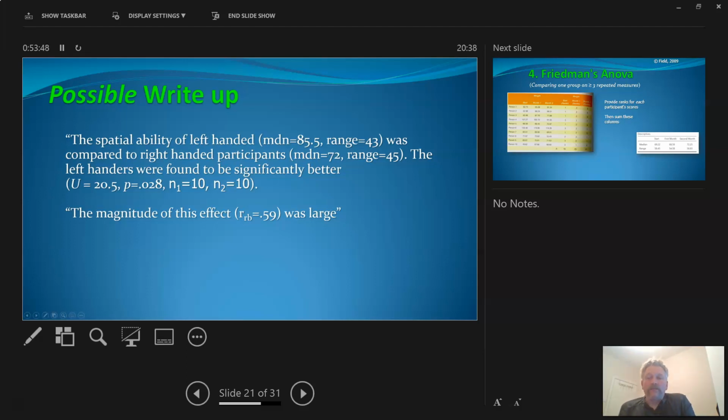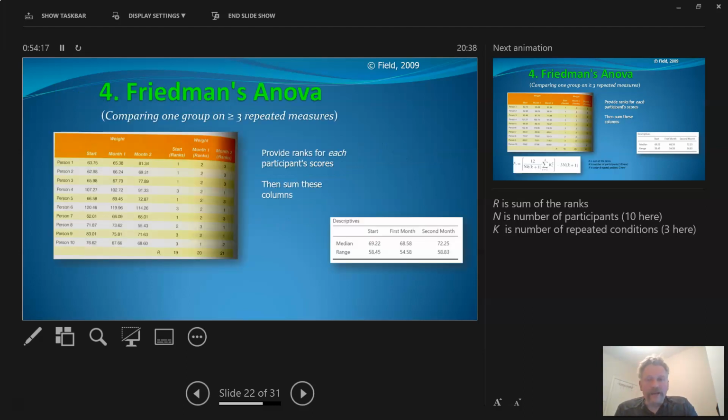So again, that's what we're concluding, that left-handed people were found to be significantly better on measures of spatial ability than right-handed people. And again, I've got my statistical evidence here based on my analyses to report that. But I'm also finishing off with the suggestion that the actual size of that difference was large. Okay, 3 down, 2 to go.